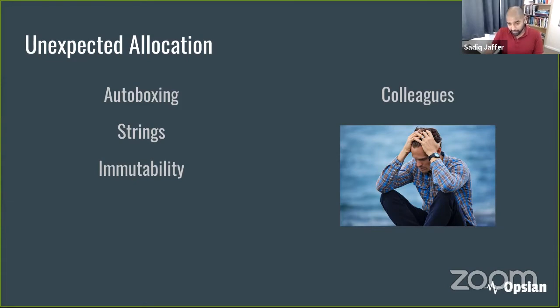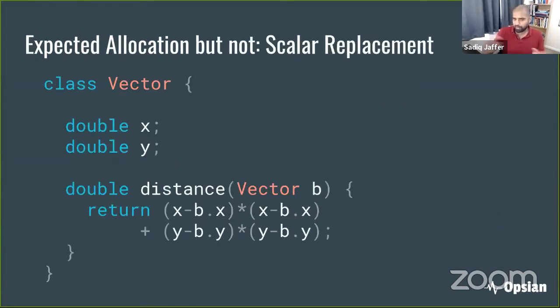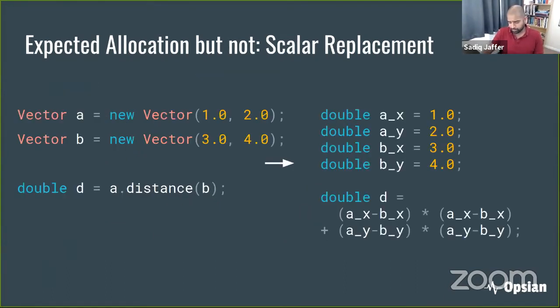So that's unexpected allocation. Where do we not have allocation where we expect it to happen? Well, this is a vector class. It's got two fields. It's a 2D vector. It's got an X and a Y. It's got a distance method that calculates the distance to another vector. And we're going to discuss what happens in this particular bit of code here.